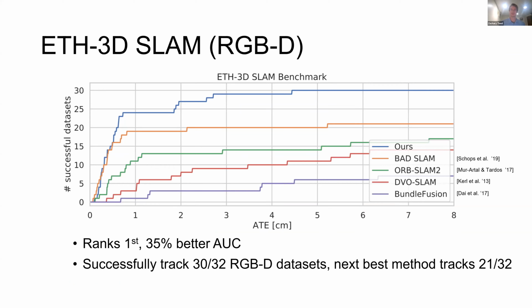We finally also submit to the ETH3D SLAM benchmark, and ETH3D is an RGB-D benchmark, so we're actually using the depth stream in this example. Our system ranks first on this benchmark, and it's able to successfully track 30 of the 32 RGB-D sequences. So we only fail on about 7% of the sequences, whereas the next best method only tracks 21 of the 32. This feeds back into our claim that this is a much more robust system. The failure cases are much rarer.